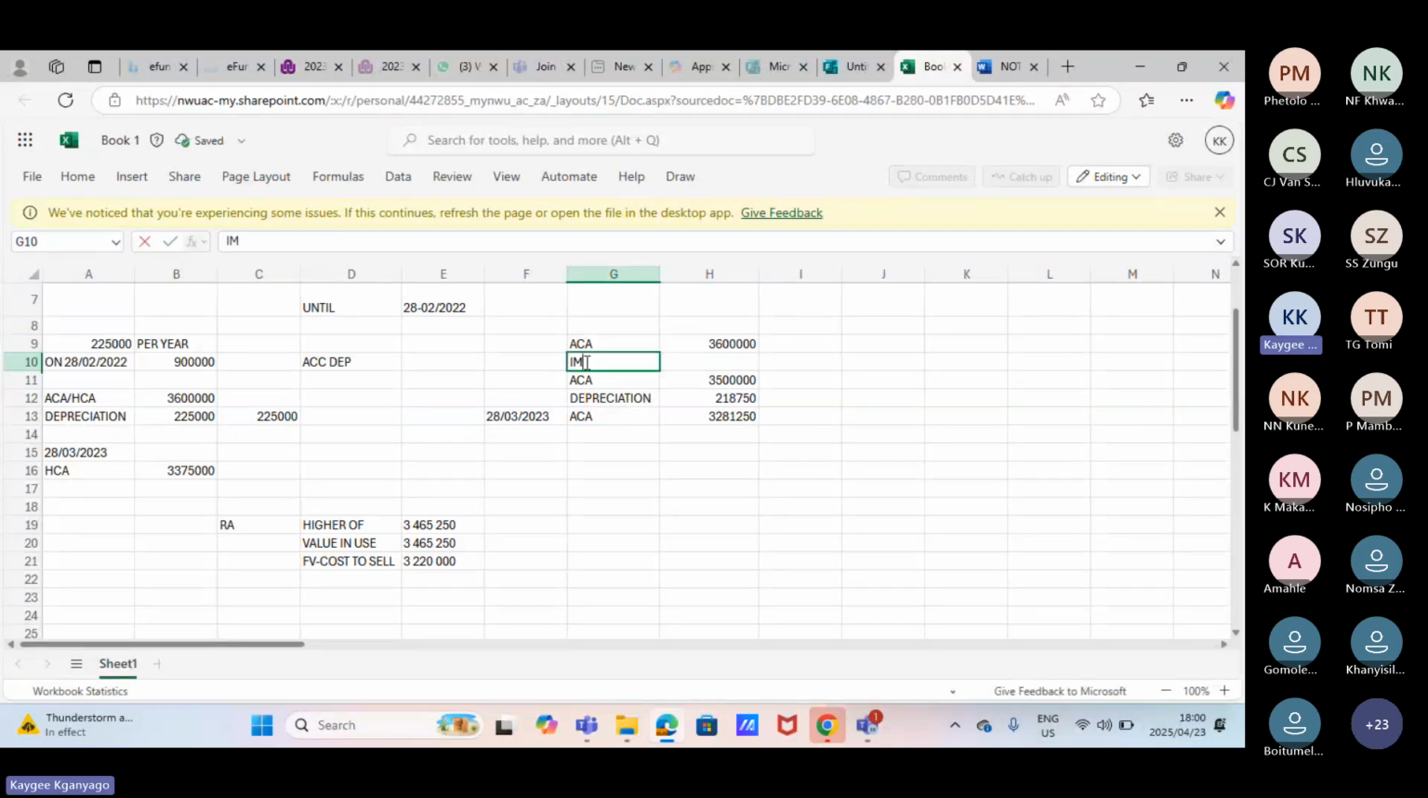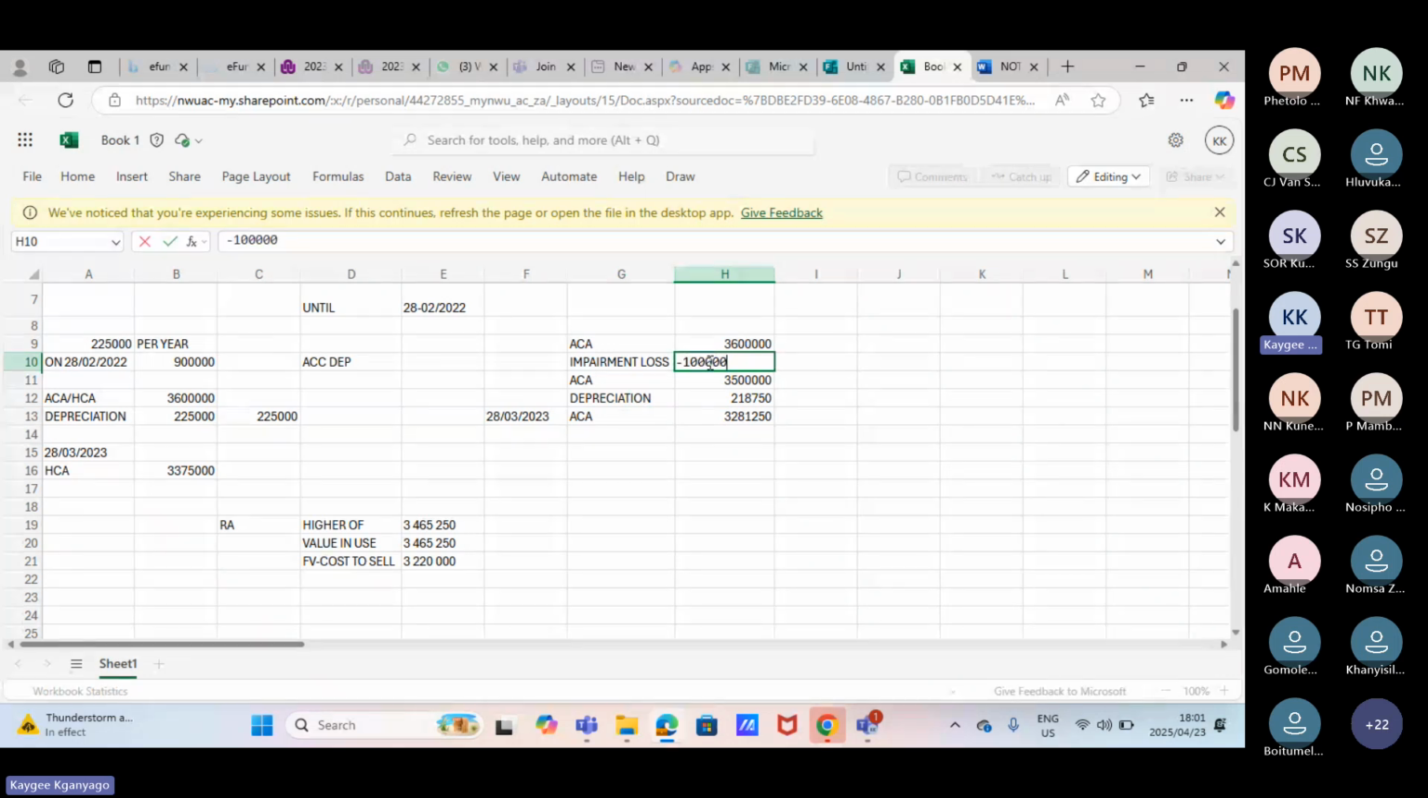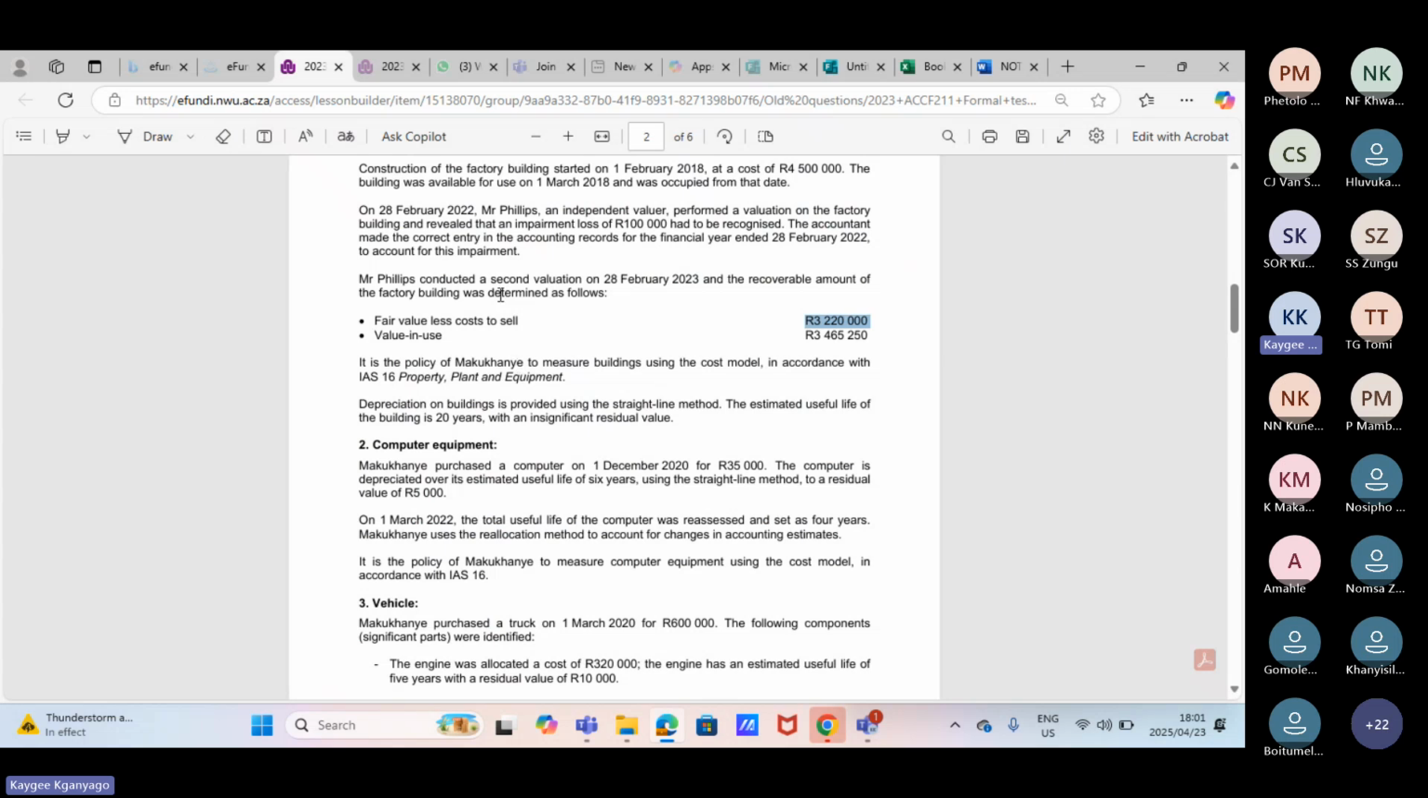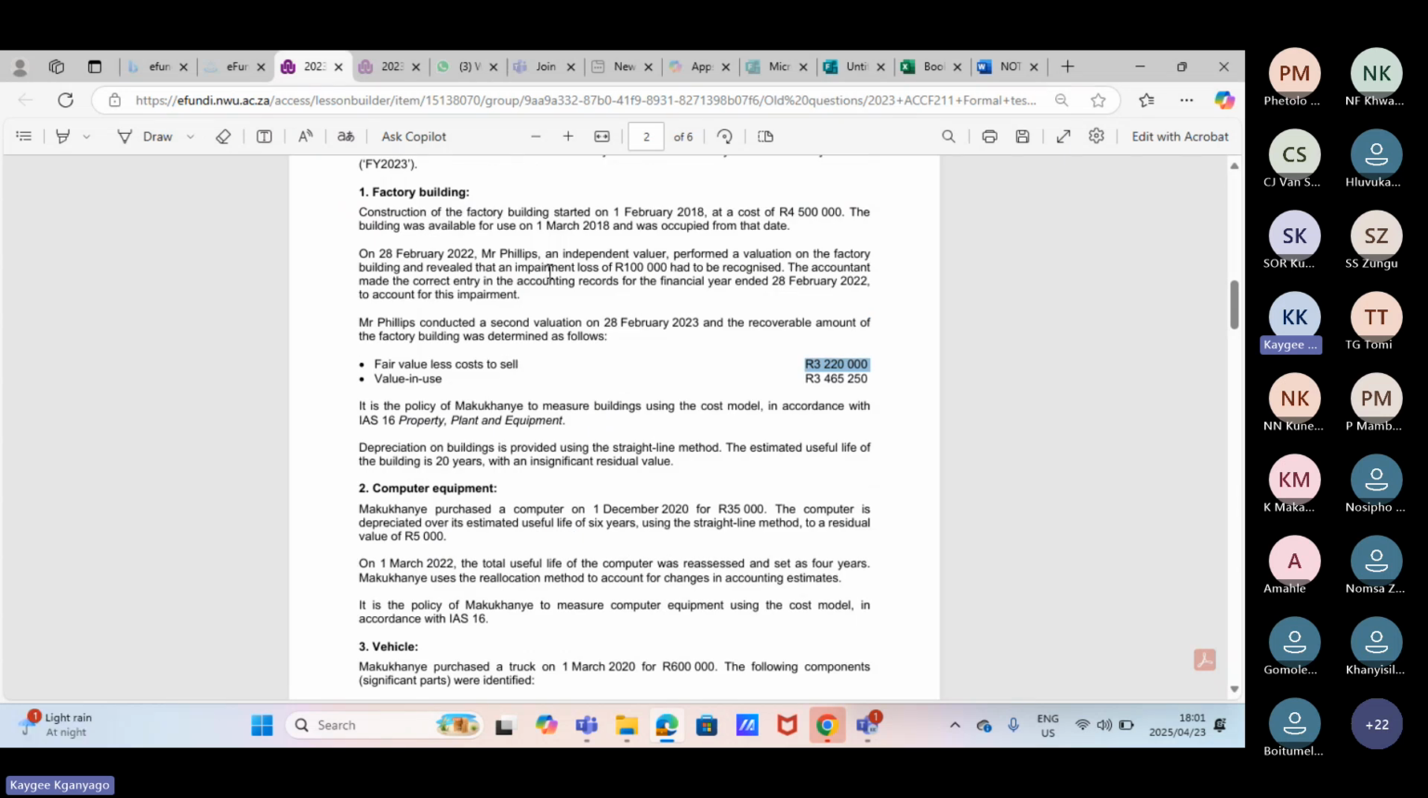And then I also had the impairment loss. How much? It was minus 100,000. Oh, okay. See, there it is on the question paper. Can you see it? On 28 February 2022, they had impairment loss of 100,000, which had to be recognized, and it was correctly recorded in the books of the entity. Do you agree? Oh, okay, I see. Thank you. All right.